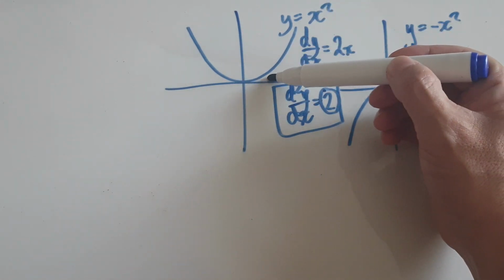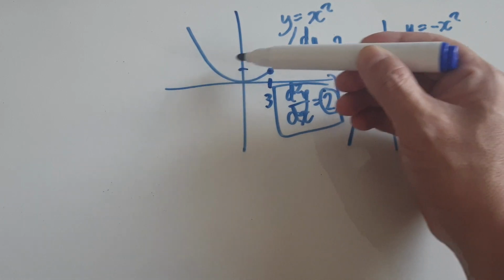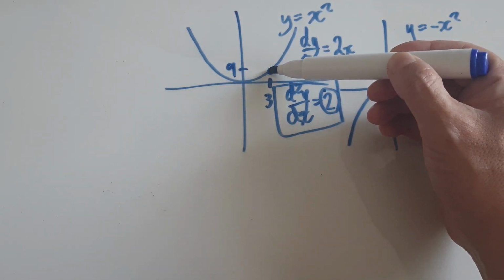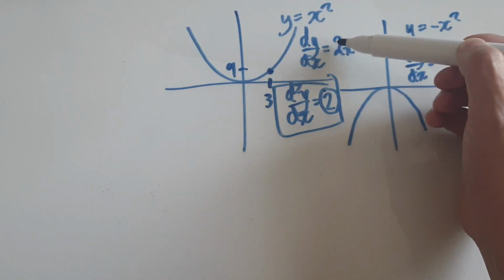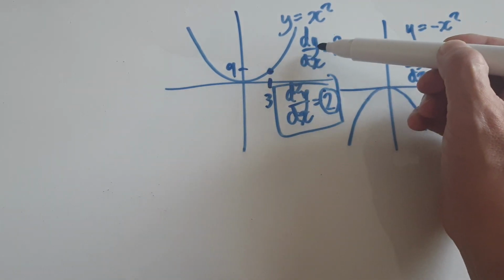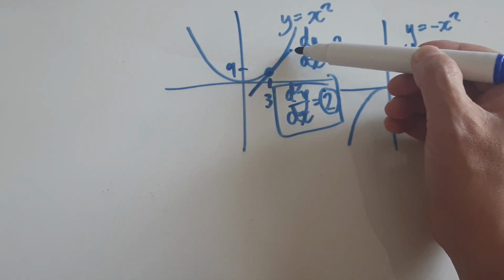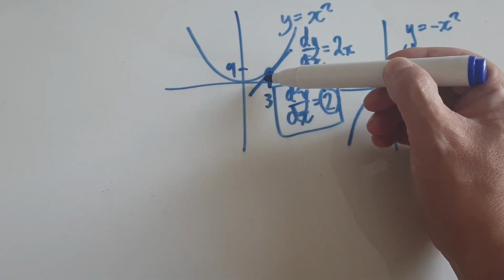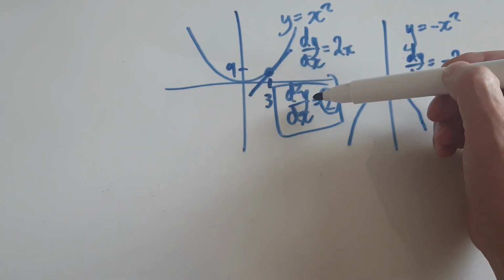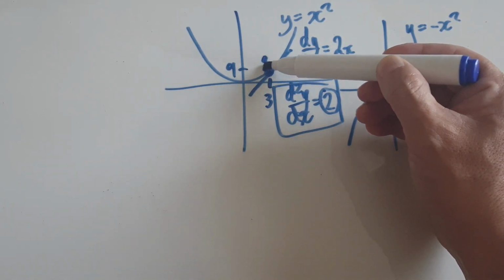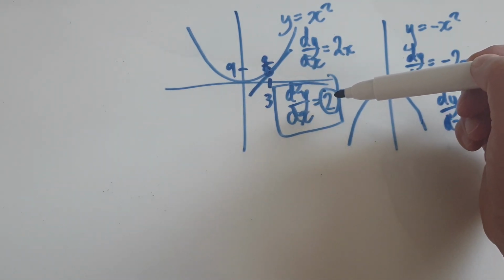So if you imagine you're at 3, the location here would be 3, 9. The gradient here would be 6. So remember, the gradient is dy by dx. The gradient is 6. The gradient is the steepness of the tangent line. But then if you're standing here, your concavity would be 2.